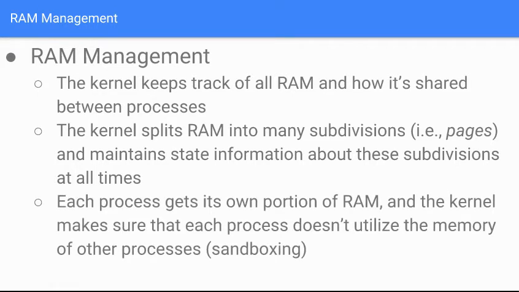So each process gets its own portion of RAM, okay? And the kernel makes sure that each process doesn't utilize the memory of other processes, right? And you know, the private memory, that is, okay? We'll see that there are certain ways that user processes can actually share a common memory area. But for our purposes right now, the kernel is just making sure that each process doesn't utilize the private memory of other processes, okay? And that's just sandboxing, as we've already spoken about.